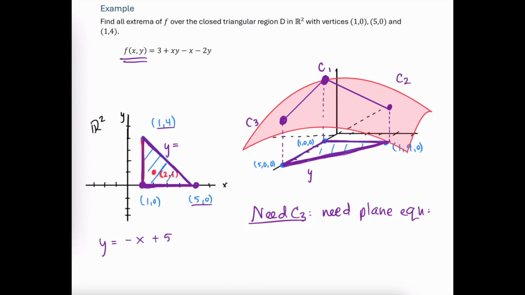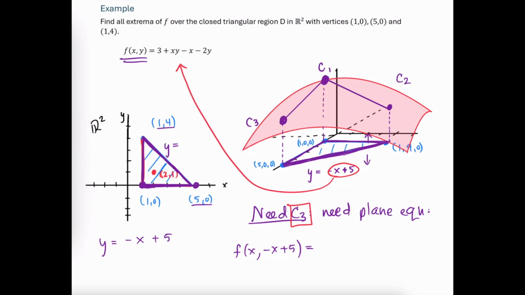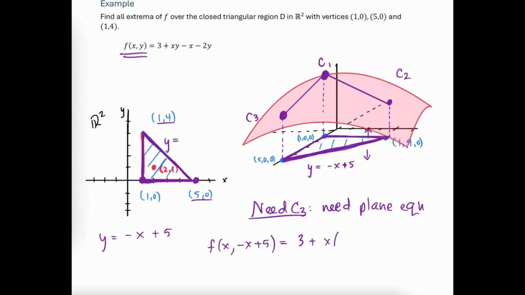It's actually also the equation in R3, because y equals negative x plus 5 in 3 dimensions is going to fly up and down in the direction of the missing variable, which is z, giving us that plane. So we essentially are going to take our surface function and plug negative x plus 5 in for all the y values, which is basically taking this equation and plugging it into our surface function to see what that intersection curve would be. And so we have 3 plus x times y, which is negative x plus 5, minus x minus 2 times negative x plus 5.